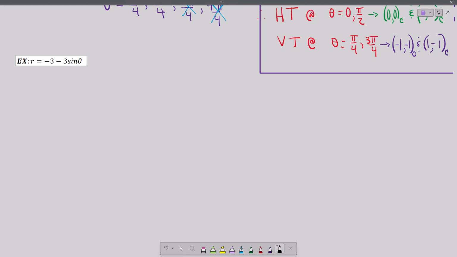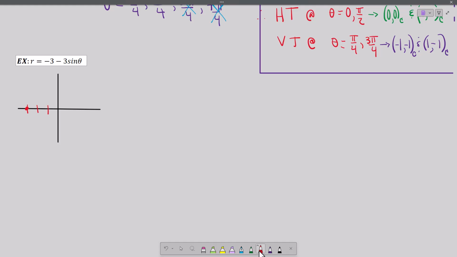Let's plot it. So we'll do the polar plotting. We're going to look for our guide, which is the capital T. So let's look for our guide. So start at 0. Sine of 0 is 0. Negative 3. So in the 0 direction, we want to go negative 3. So that means bounce backwards over here. So that is theta equals 0.